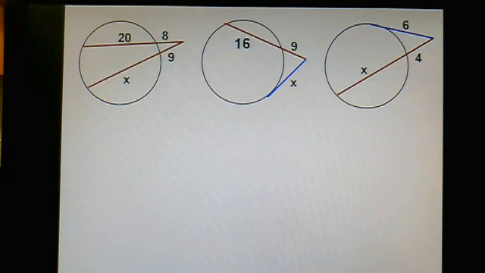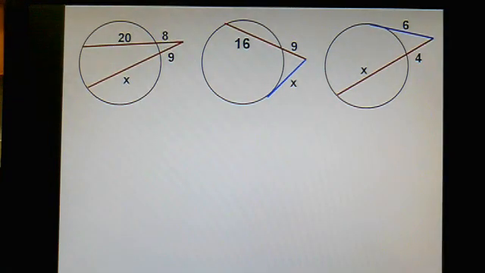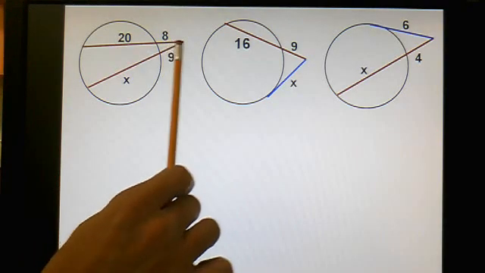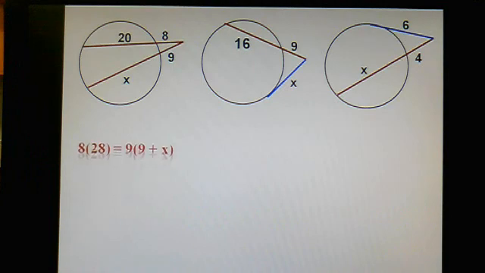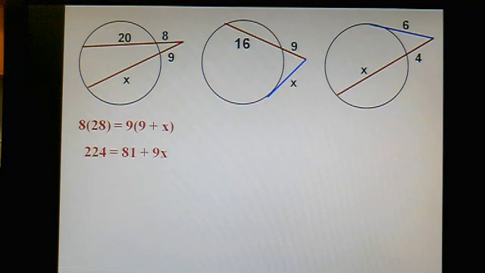So again, it's external part, 8 times the entire length. So 8 times 28. And then it's going to be 9, not times 9x, but times 9 plus x. It's times the entire length, which is a summation of those two. And of course, here you get 81 plus 9x. And of course, in your head, you know that 8 times 28 is 224. We all know that. And it's easy to solve from there, obviously.